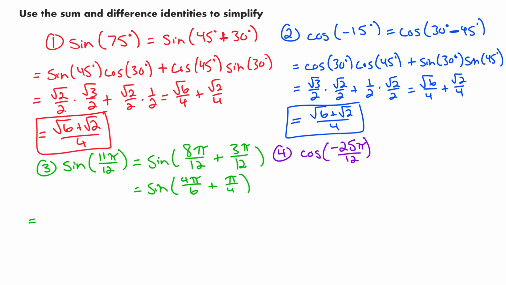Apply the sum and difference identity. In this case, it is the sum identity for sine. That'll give me sine of the first angle times the cosine of the second angle, plus, because I had a plus sign here, cosine of the first angle times the sine of the second angle.